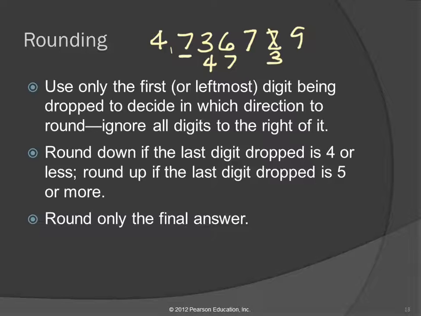It's way too much work, and it sometimes gets you the wrong answer. Ignore all these guys. They don't matter. Just look at the first one. If the first one is 4 or less, you round down because it's closer to the lower number. If it's 5 or greater, you round up. And we're not going to do the odd-even thing with the 5s. We're just always going to round up 5. Only round the final answer. Okay?